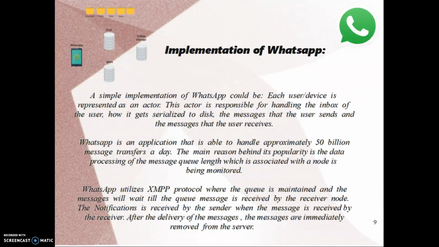WhatsApp is an application that is able to handle approximately 50 billion message transfers a day. The main reason behind this popularity is the data processing of the message queue length, which is associated with a node which is being monitored. WhatsApp utilizes the XMPP protocol where the queue is maintained and the messages will wait until they are received by the receiver node. The notification is received by the sender when the message is received by the receiver. After delivery, the messages are immediately removed from the server.